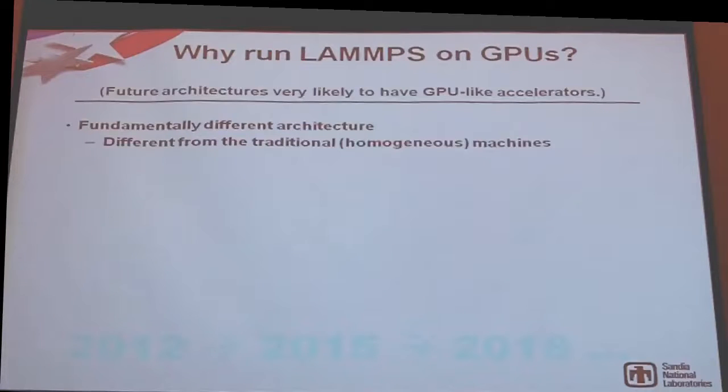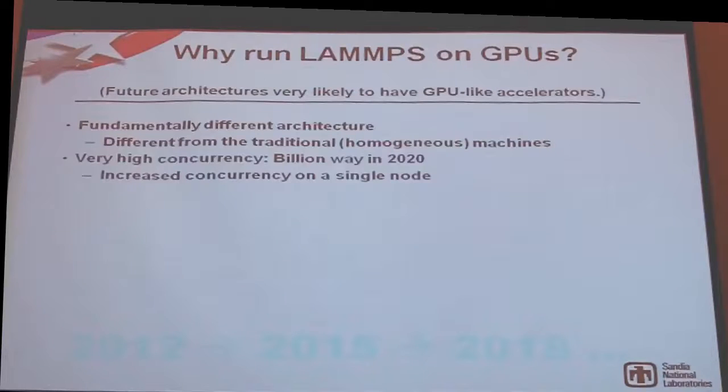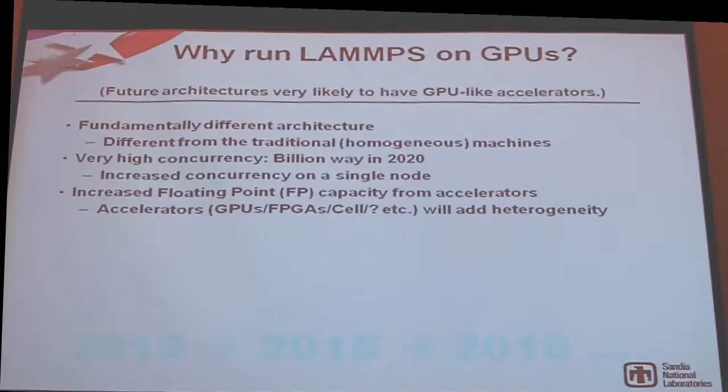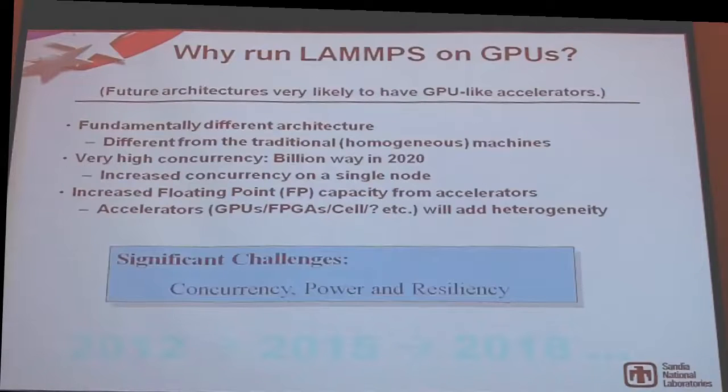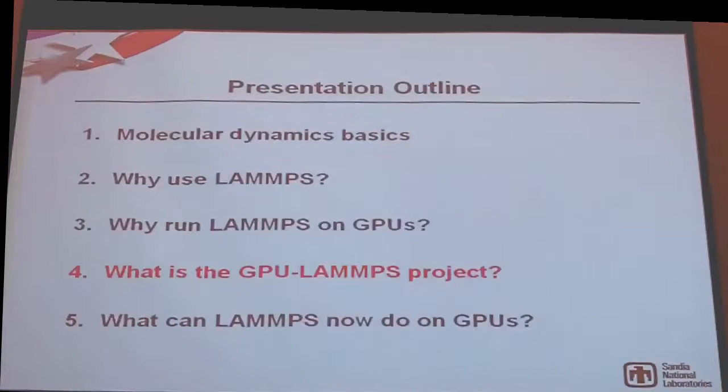So another reason to run LAMMPS on GPUs is that future architectures are very likely to have GPU-like accelerators. We expect high concurrency, we expect them to be very different from current architectures, and we expect increased floating point capacity, typically from accelerators if it's anything like what we see today. GPUs, FPGAs, or Cells, or probably something different, or some combination of a CPU and a GPU in the future. And as you know, some of the significant challenges that we're confronted with are concurrency, power, and resiliency. From a hardware perspective, those are some of the challenges that we face.